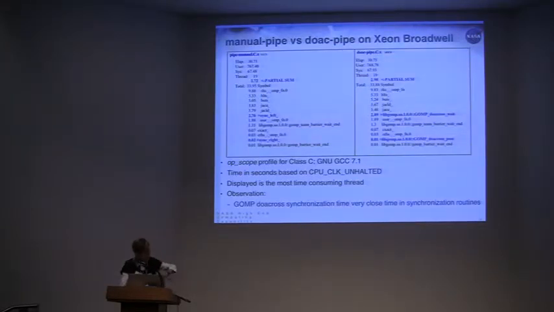Just one quick thing, since I'm already over my time. That's the OpenScope profile that I took for class C, comparing the manual pipelined version to the Doacross pipelined version.